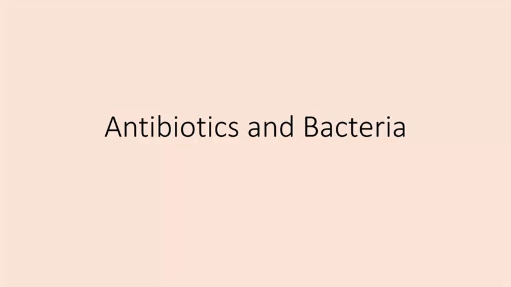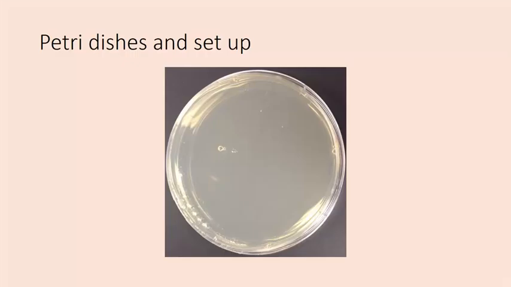In this presentation, I'm going to talk to you about how we can view the effects of different antibiotics on bacterial growth. So to begin this procedure, we need petri dishes, and those petri dishes are filled with an agar, a jello-like substance which contains nutrients. The next step is to cover the petri dish with a sample of bacteria.